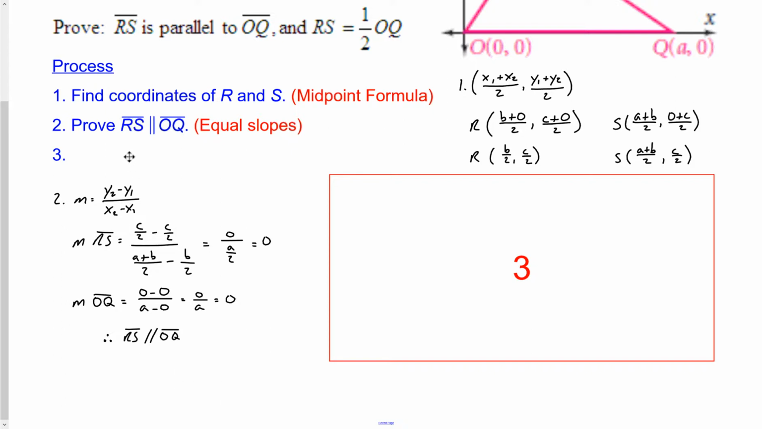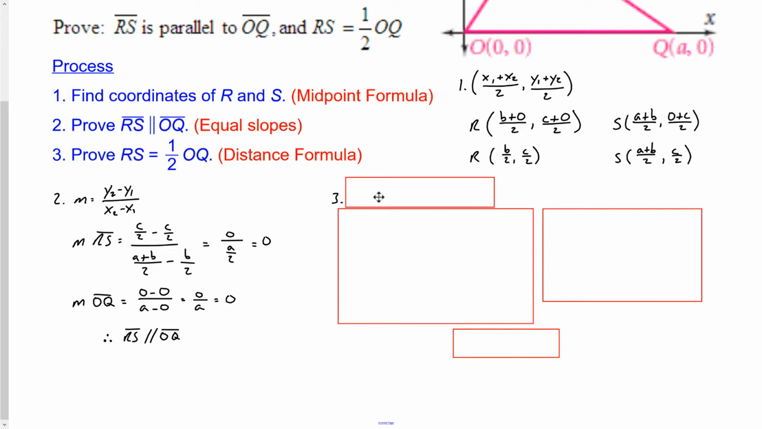The last thing we have to do is show that the length of RS is equal to half the length of OQ. And if we're talking about length and we have points on a graph, the way that we find length is the distance formula. The distance formula we have to recall or look up, and find that it is the square root of x2 minus x1 quantity squared plus y2 minus y1 quantity squared.